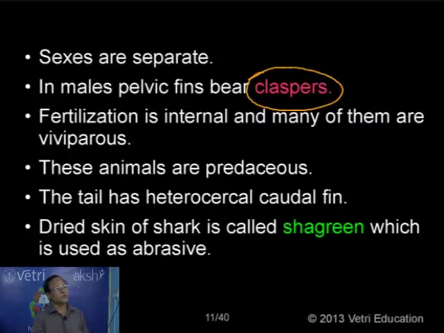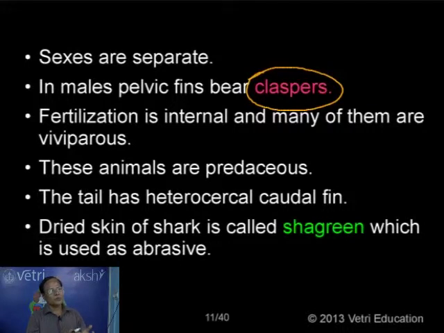Even in the case of shark, you will see a pair of claspers formed for transferring the sperm from the body of the male into the body of the female, and that is what is known as the claspers. So normally the fishes are oviparous. Some are oviparous, some of them are viviparous. But in the case of chondrichthyes, the fishes are normally viviparous.